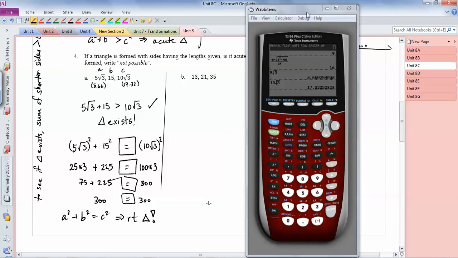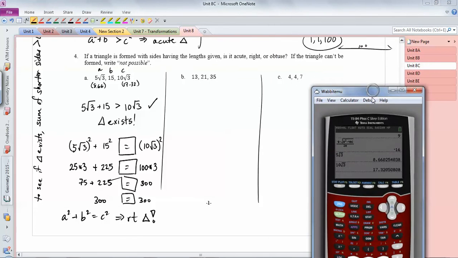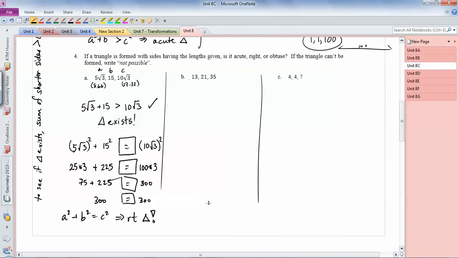Okay. In B, let me move this. In B, we've got 13, 21, and 35. So first, let's see if it exists. These are the two short sides. So you want to see if you add the two short sides, how does it compare to the third side?